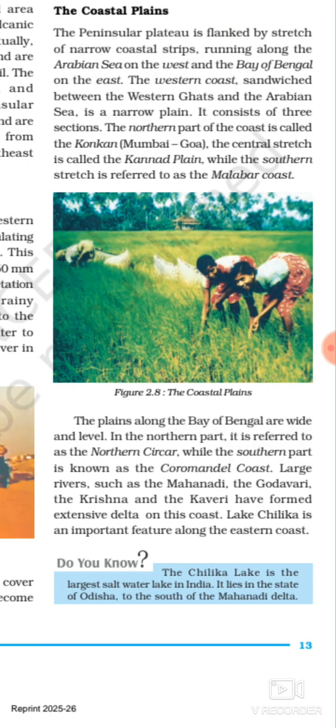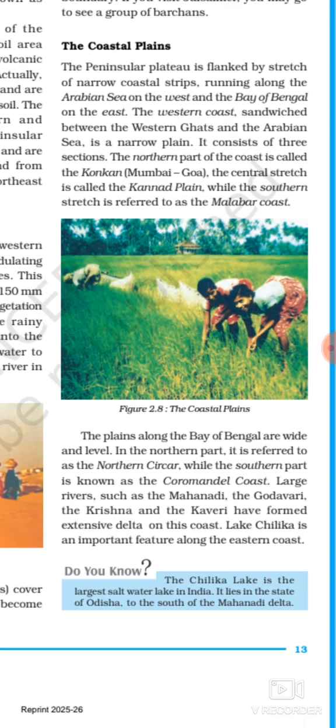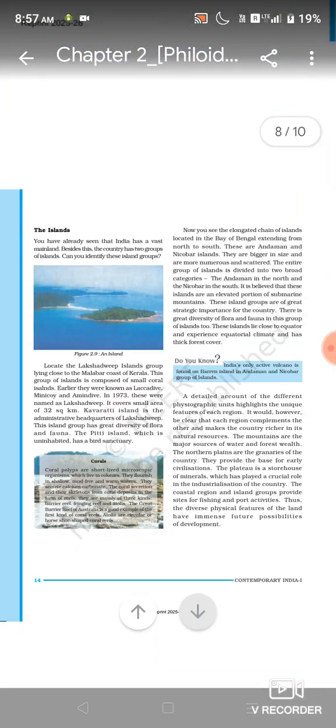The plains along the Bay of Bengal are wide and level. The northern part is referred to as the Northern Circars, while the southern part is known as the Coromandel Coast. Large rivers such as the Mahanadi, Godavari, Krishna and Kaveri have formed extensive deltas in this region. Lake Chilka is a very important feature along the eastern coast.